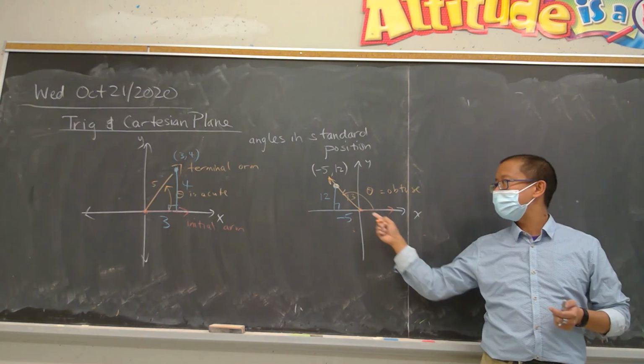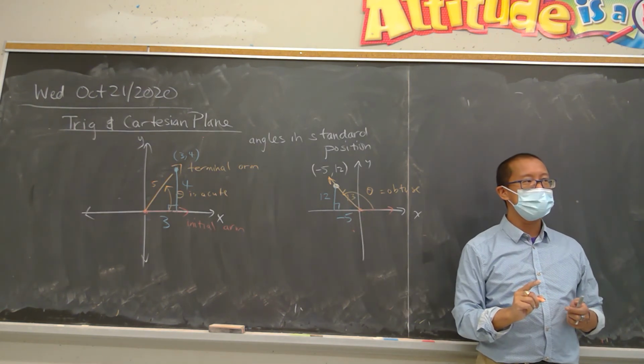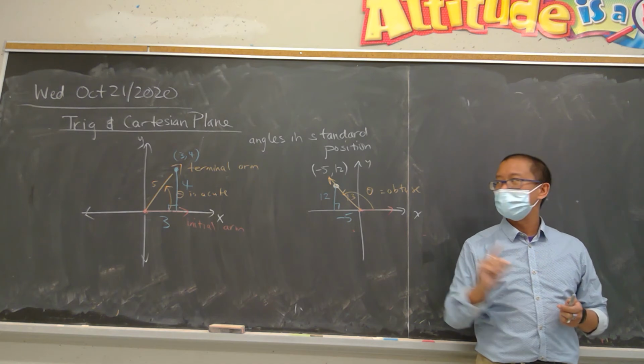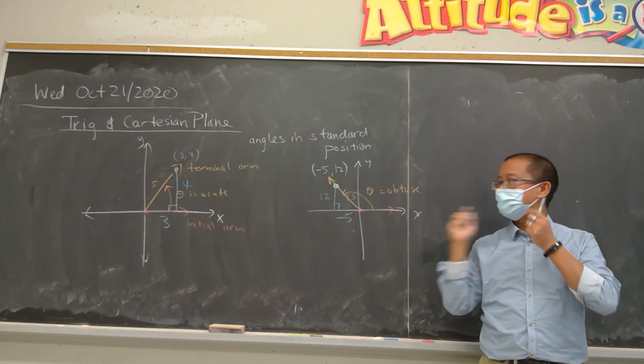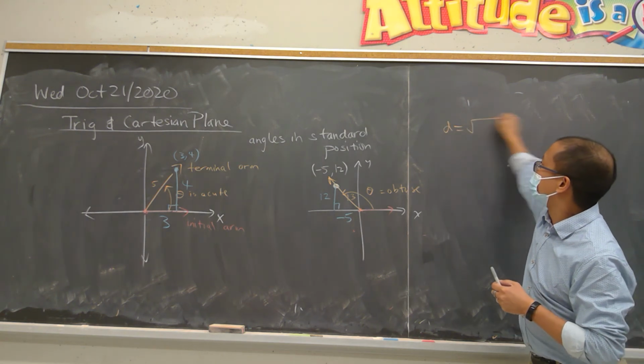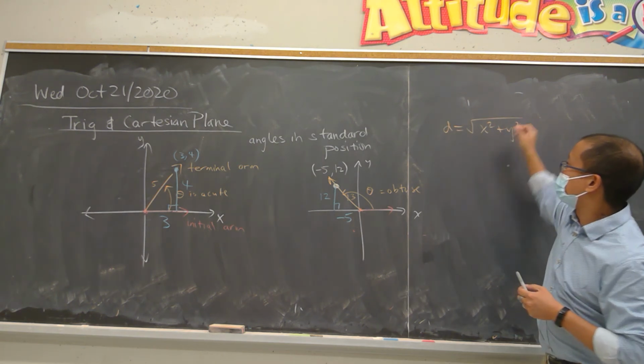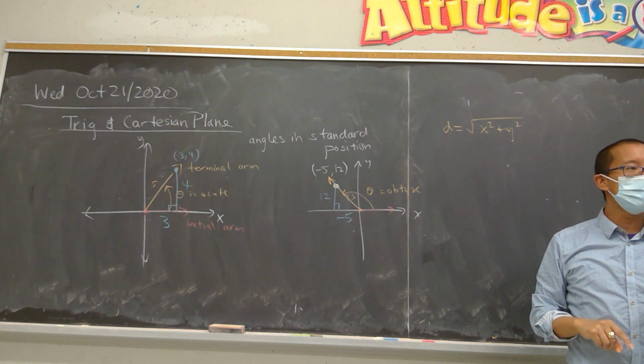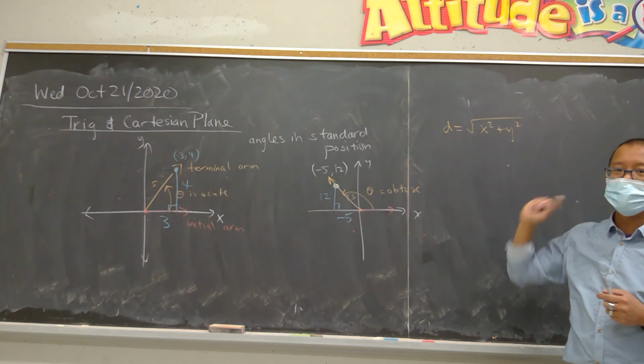Notice that the radius or the hypotenuse is always positive. It's always going to be positive. So that terminal arm, if you want that length, it's always going to need that value. In fact, a lot of you know the equation from grade 10. Distance from the origin, that's that equation. Notice it's always going to be positive.